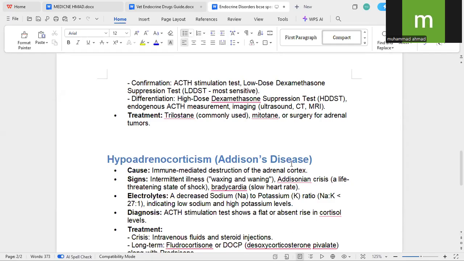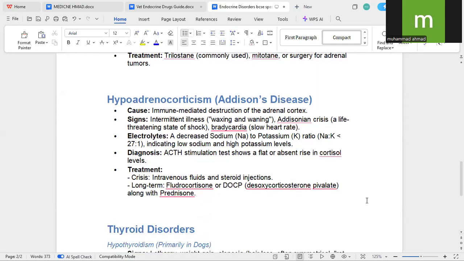Let's talk about Addison disease. It is the opposite of Cushing disease, and basically the deficiency of the adrenal hormones, cortisol and aldosterone. So it may be pathological, immune-related, or congenital. We know cortisol handles stress, and aldosterone regulates electrolytes like sodium and potassium. So if there is a low level of cortisol and aldosterone, there is a change in electrolytes, more sodium loss and high potassium retention, which may cause bradycardia.